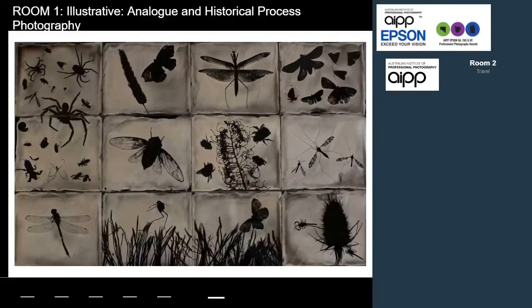We're going to be doing the illustrative category this morning. I'm Mel Newman, and I'm going to be your host and chairperson this morning. We're starting off with the illustrative, analogue and historical process category. We've got Mark Z, Terry Han, Victoria Berrick, Mary, David Evans and Robin Campbell on the panel. So we're going to get started. If we can have our first print, please.